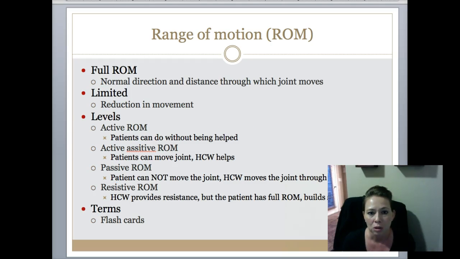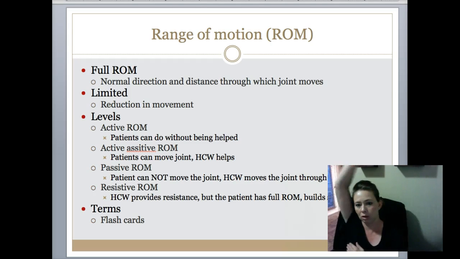The next submodule is range of motion. There's full range of motion, which is just normal direction and distance through which joints move. Okay, so I am doing full range of motion right now. Limited means there's a reduction in the movement in some way. So there's different levels to that.